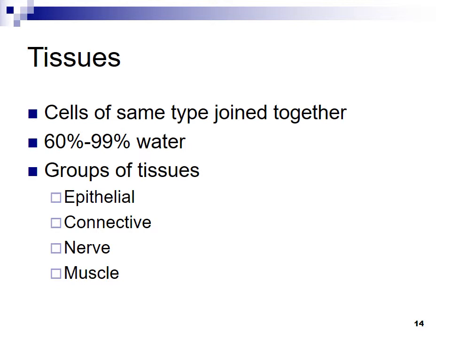So our different tissues, we have four basic groups of tissues. They're mostly water, 60 to 99%, depending upon what kind of tissue we're talking about. So we have epithelial, connective, nerve tissue, and muscle tissue. So the majority of our tissues are all going to fall in those categories.